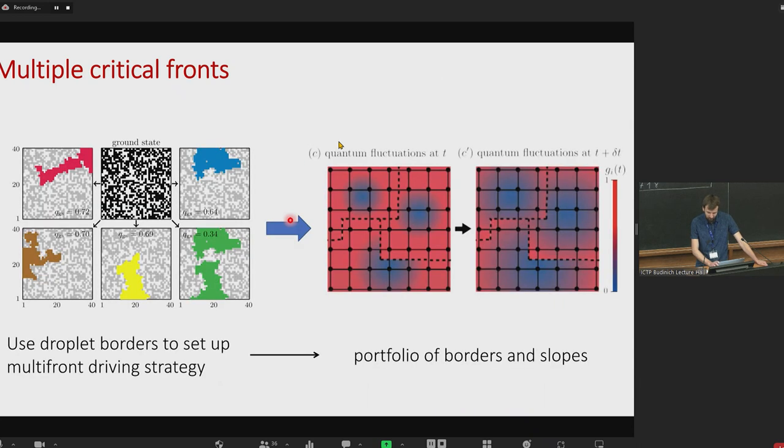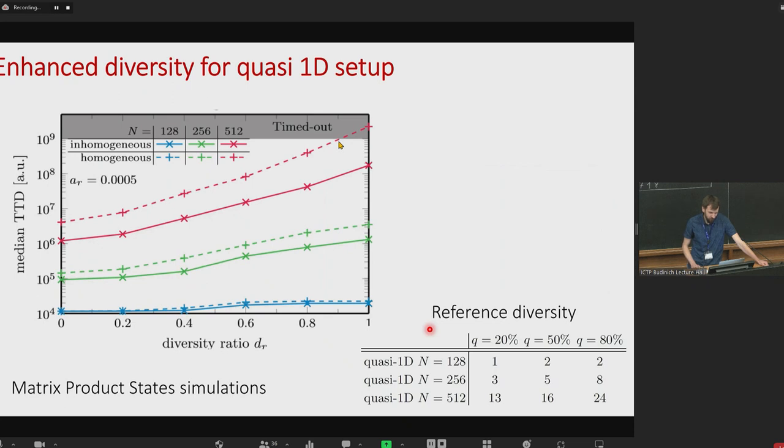So we run some experiments where we have our examples where we know the rough position of the borders of the droplets. I don't take any information about the spin configuration inside, but just divide the two-dimensional system, as schematically shown here, into clusters that roughly coincide with the borders of those droplets. And doing so, we have a portfolio of both possible borders and slopes. And we can go with that, we can run our schedule.